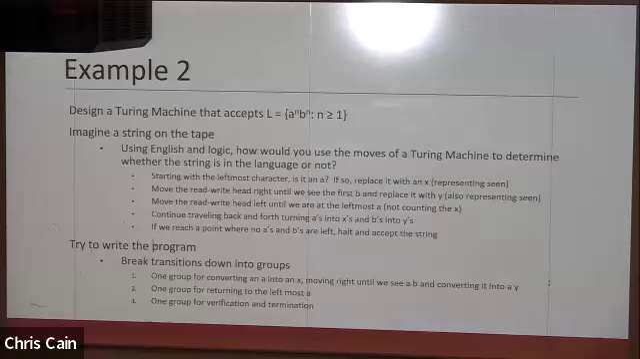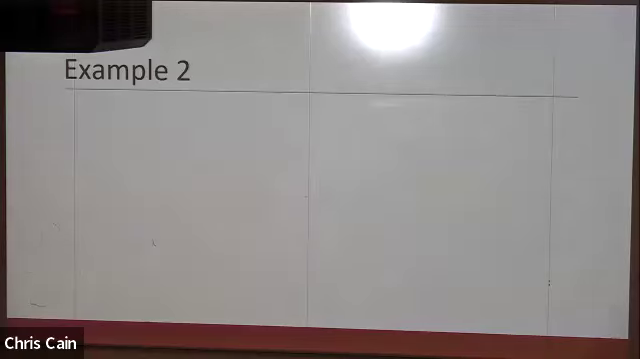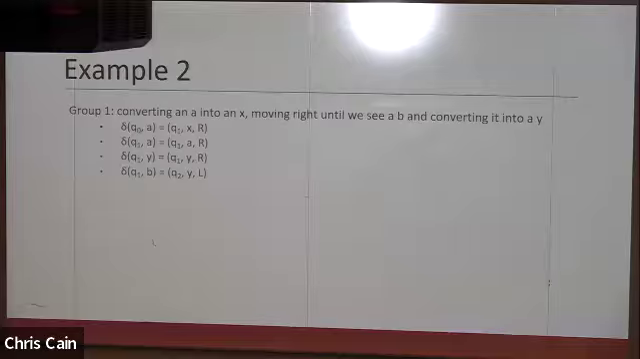Alright, let's go over an answer. Here is my first method: converting an A into an X, moving right until we see a B, and converting that into a Y. We need some states for that. The first state is going to be starting in Q0. When we see that A, converting it into an X, we need to be in a new state that says we have converted an A into an X.